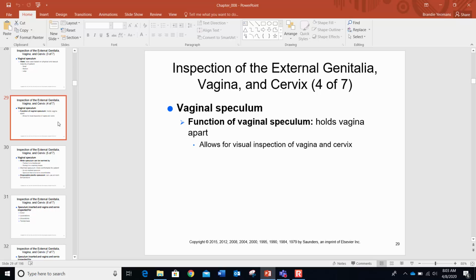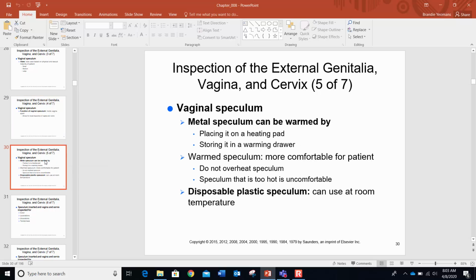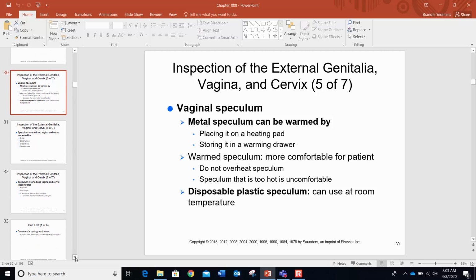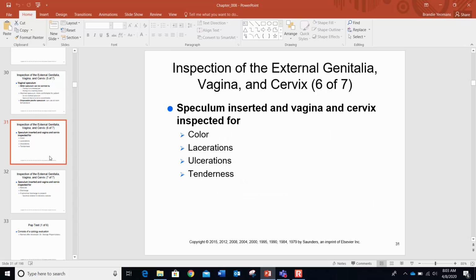Okay, so what is the function of the vaginal speculum? It's not to cause discomfort. What it does is when it's inserted and activated, it holds the vagina apart so that the physician can see straight down to the cervix and make some observations, as well as insert their tools to obtain those cervical cells. This is just talking about what we've already said about storage of those speculum.